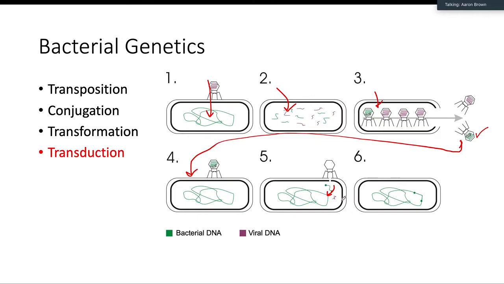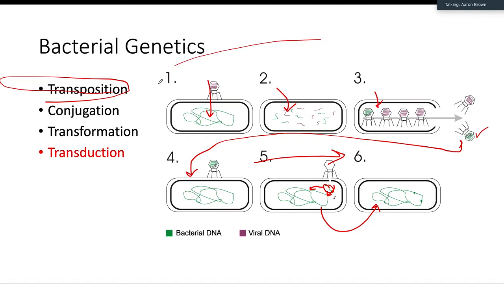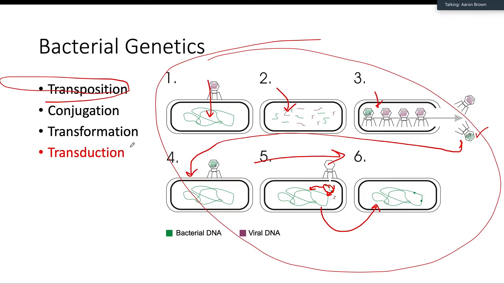Transposition is how bacteria take bits of DNA and add it into their own genome. That's transposition. So as we go from slide 5 to slide 6 here, where this little bit of DNA is being added into the bacterial genome, that's transposition. Just this from 5 to 6, that's transposition. This entire process is transduction, but you need transposition to make transduction possible. Okay? Conjugation via the sex pilus and transformation, uptake of free DNA. Alrighty?